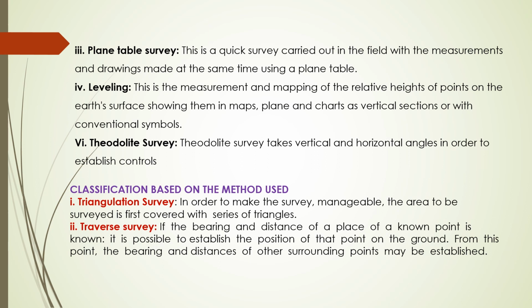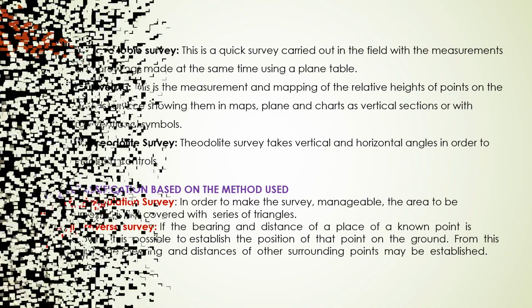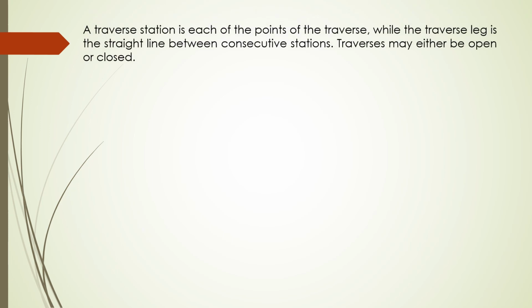If the bearing and distance of one point is known, it is possible to establish the position of that point on the ground. From this point, the bearing and distance of other surrounding points may be established. A traverse station is each of the points of the traverse, while its traverse leg is the straight line between the consecutive stations. Traverses may be either open or closed.